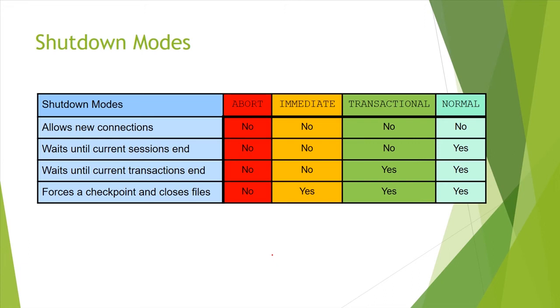The last mode for shutting down the database is abort mode. During shutdown abort, Oracle will terminate the instance without doing any checkpoint and without closing the database files. In shutdown normal, transactional, and immediate, Oracle does a checkpoint and closes the database files, so during startup there is no instance or crash recovery. In abort mode, Oracle will do instance or crash recovery during startup. Instance and crash recovery will be discussed in later chapters.